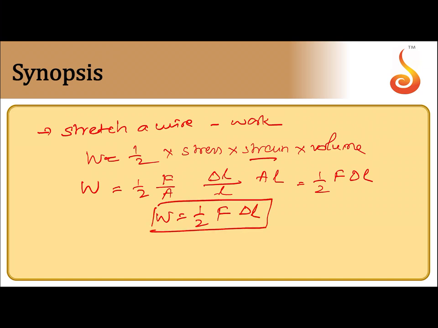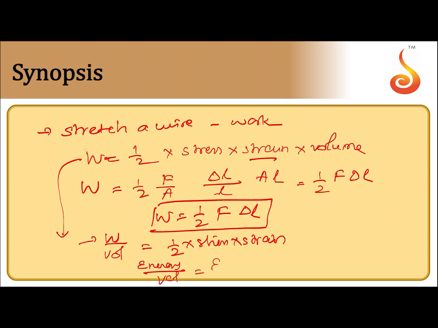This can also be interpreted in a different way. Look at this equation. I am going to write W divided by volume is equal to half stress into strain. But work done increases its potential energy. So I can say energy stored per unit volume, that is energy density, volumetric energy density, is equal to half stress into strain. Half stress into strain gives us the expression for energy density of a solid.